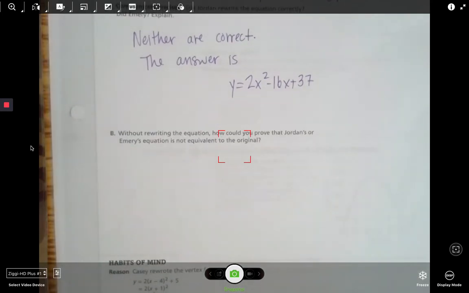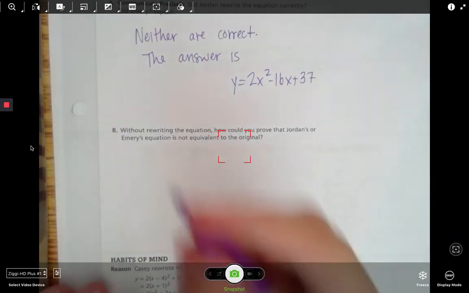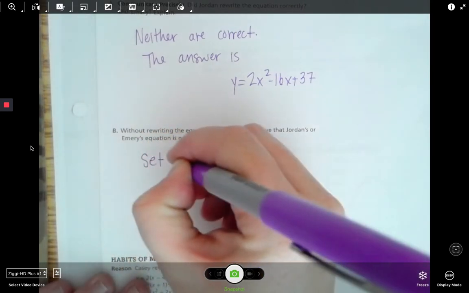Alright, part B says, without rewriting the equation, how could you prove that Jordan or Emery's equation is not equivalent to the original? Well, what we could do to prove that they weren't equivalent to the original is set them equal to each other and check the graph, right, to see if they were the same.